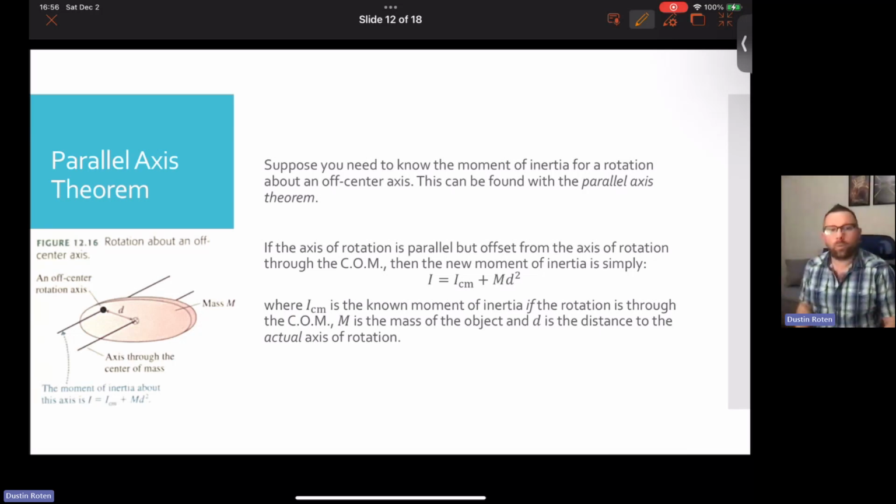So what if we have an object that's rotating, like you can imagine this object here. Suppose we want to know what the moment of inertia for a rotation about an off-center axis is, and that's exactly what's going on in this picture.